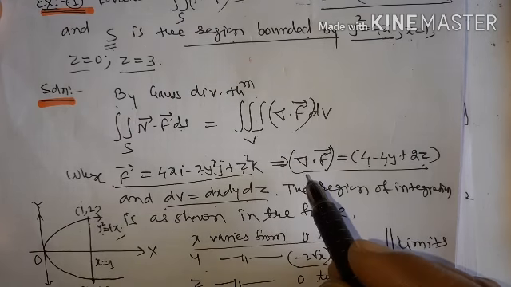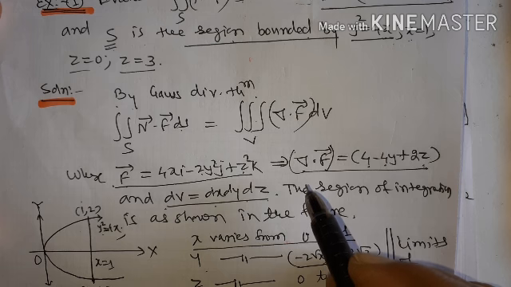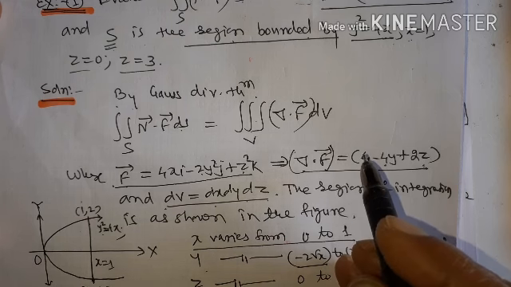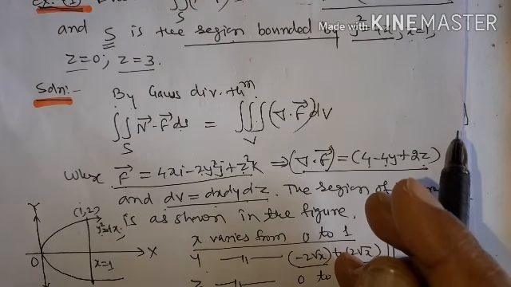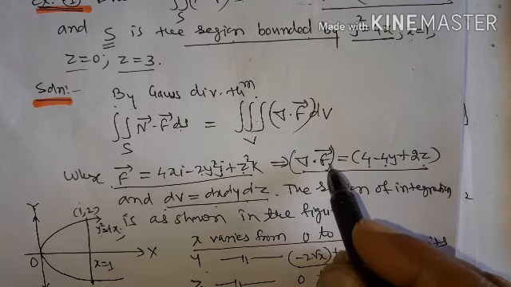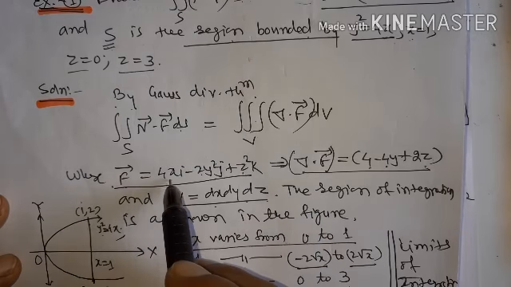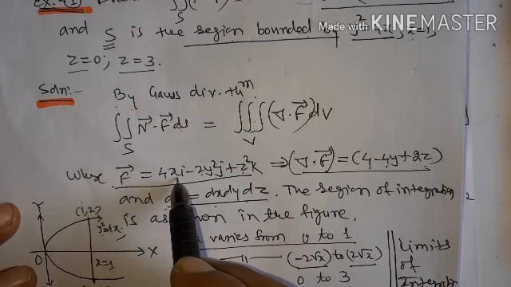What is this exactly, divergence of f bar? It is the dot product of del with f bar. F bar is a vector, del is a vector operator, i ∂/∂x plus j ∂/∂y plus k ∂/∂z.